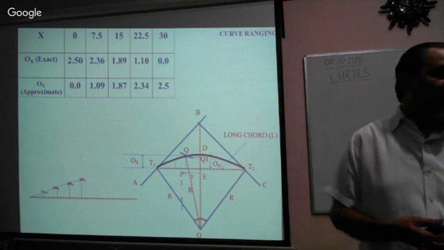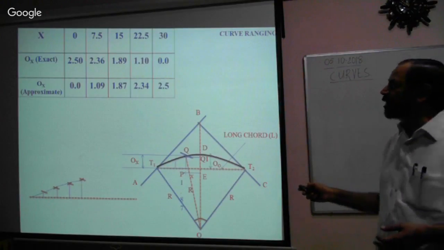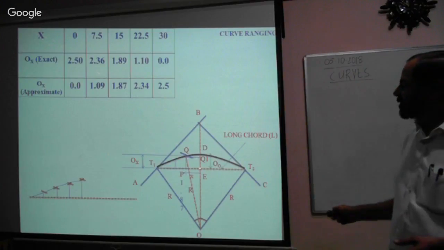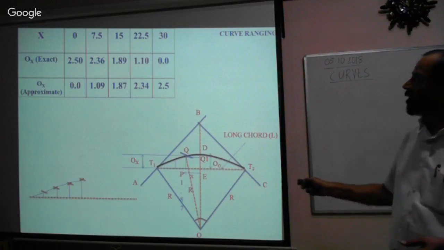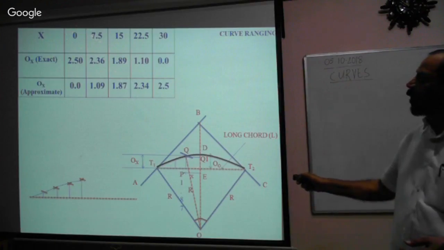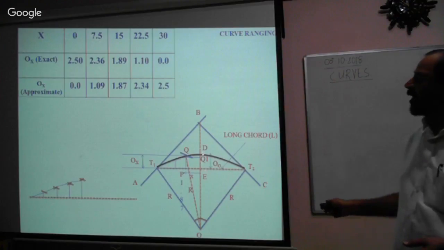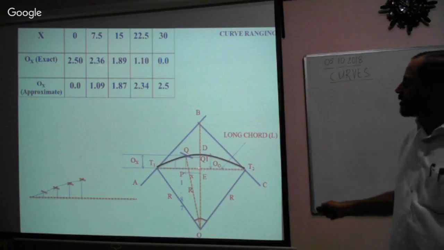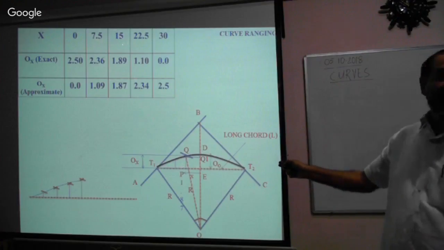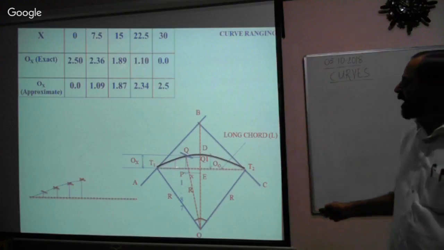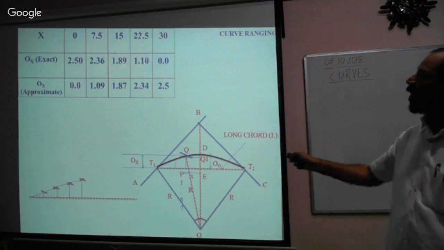Then how to do this? Now from the first, you go through this. See, it is the distance from here, from 0 to the first ordinate, O0. Already we have calculated this, 2.5 meter. At the first ordinate at 7.5 meter distance, it is 2.36. The second ordinate at 15 meter is 1.89 meter, and the third ordinate is 1.1 meter.